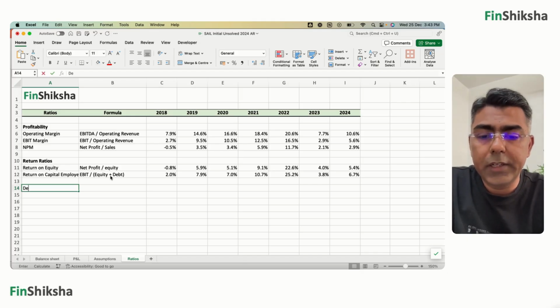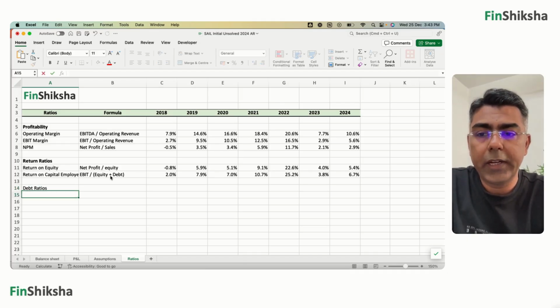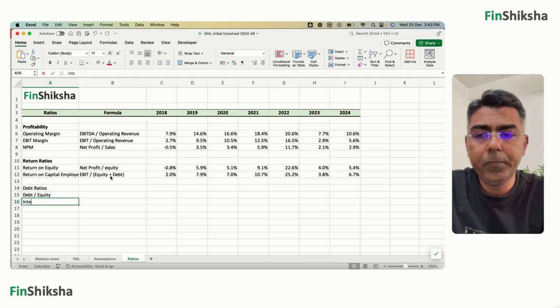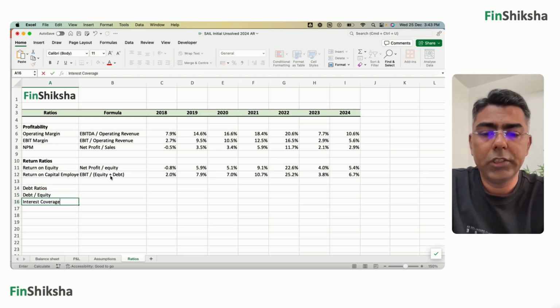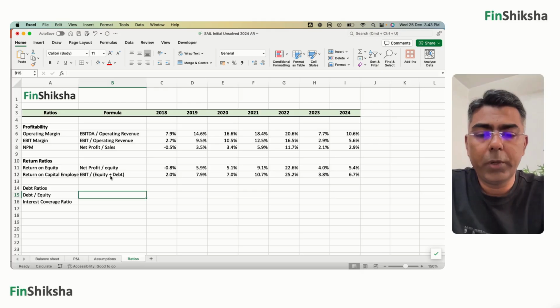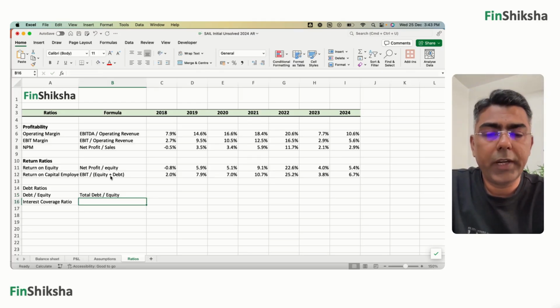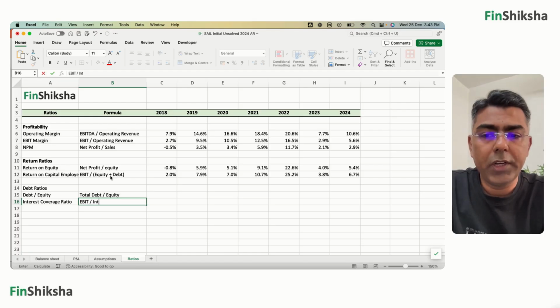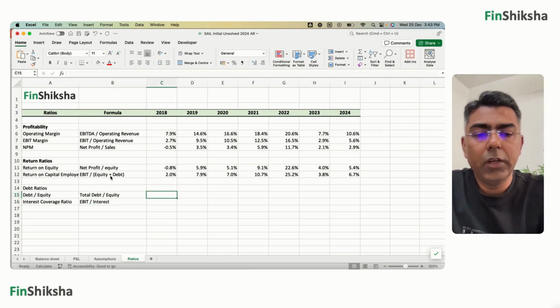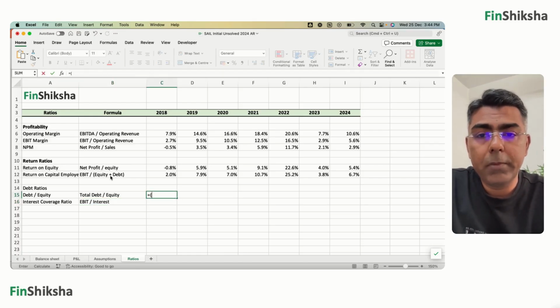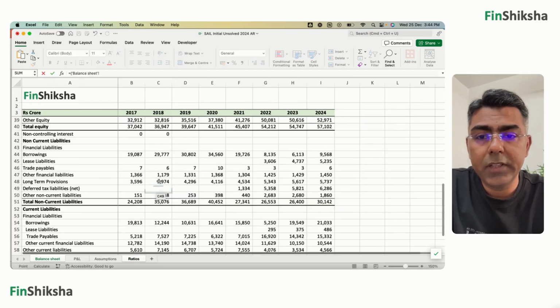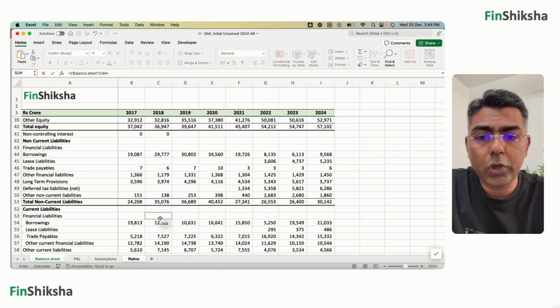Let's calculate debt ratios, and I'll calculate both debt upon equity and interest coverage ratio here. So this will be total debt upon equity is what we will look at, and this will be EBIT upon interest or finance cost. So total debt upon equity in brackets for 2018 will be the sum of long-term borrowings plus short-term borrowings divided by my equity, total equity number.